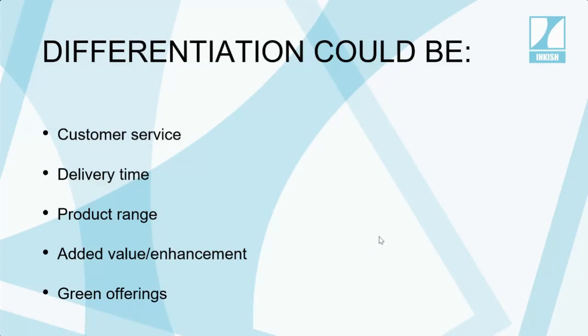For instance, the customer service could be all about how do we handle changes to orders, and there are more factors. How do we handle the input for the order? Then, of course, delivery time. Can we deliver fast and hence reduce the customer's risk? Do we have a product range which will reduce the customer search cost and also give us a better talk track? Do we have added value enhancement that would increase the value of the product we offer?